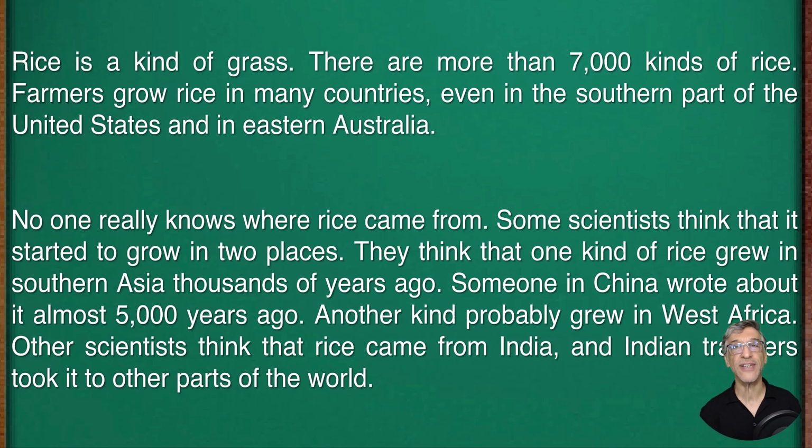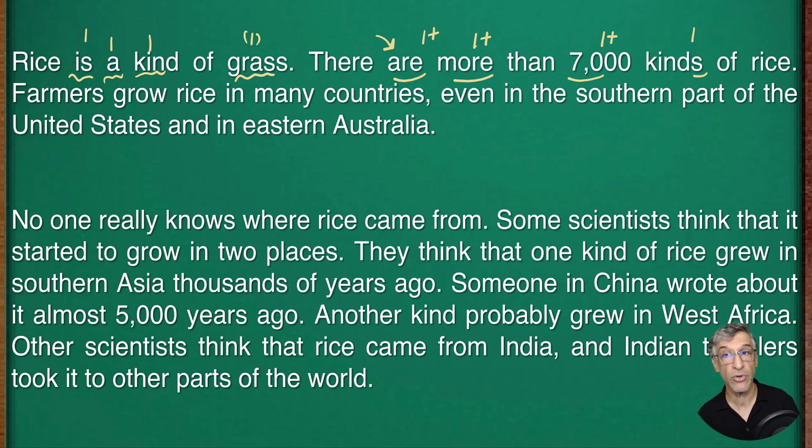Rice. What is it, rice, really? Yes, rice is a kind of grass. There are different kinds, because after there, here we have a verb for more than one. There are more than 7,000 kinds. More than one, and then here we have more than one kind of rice.